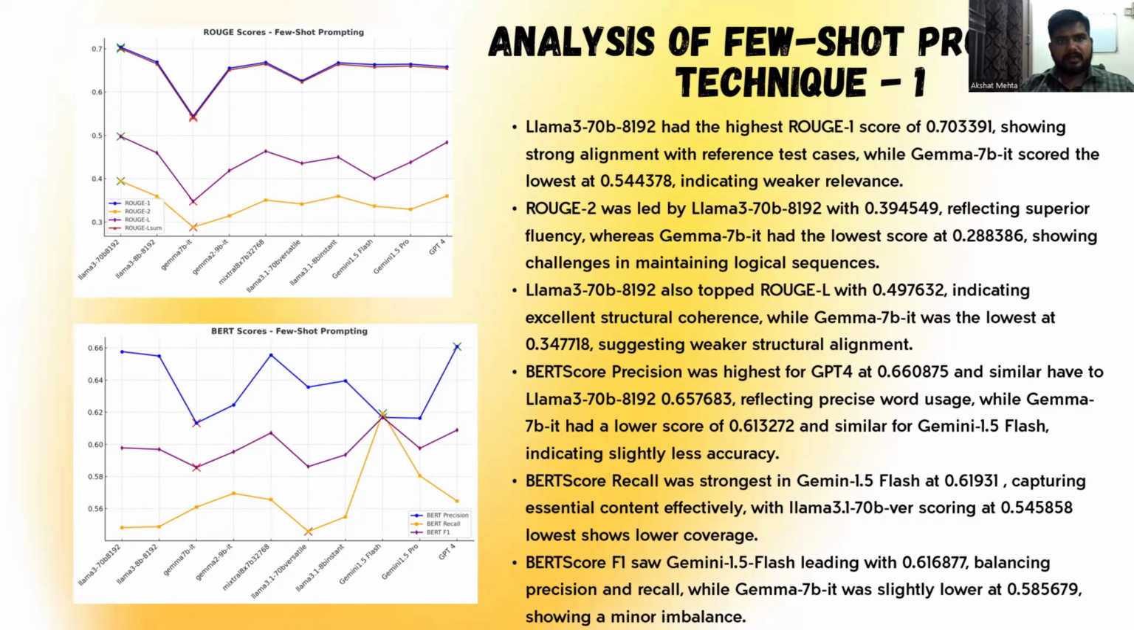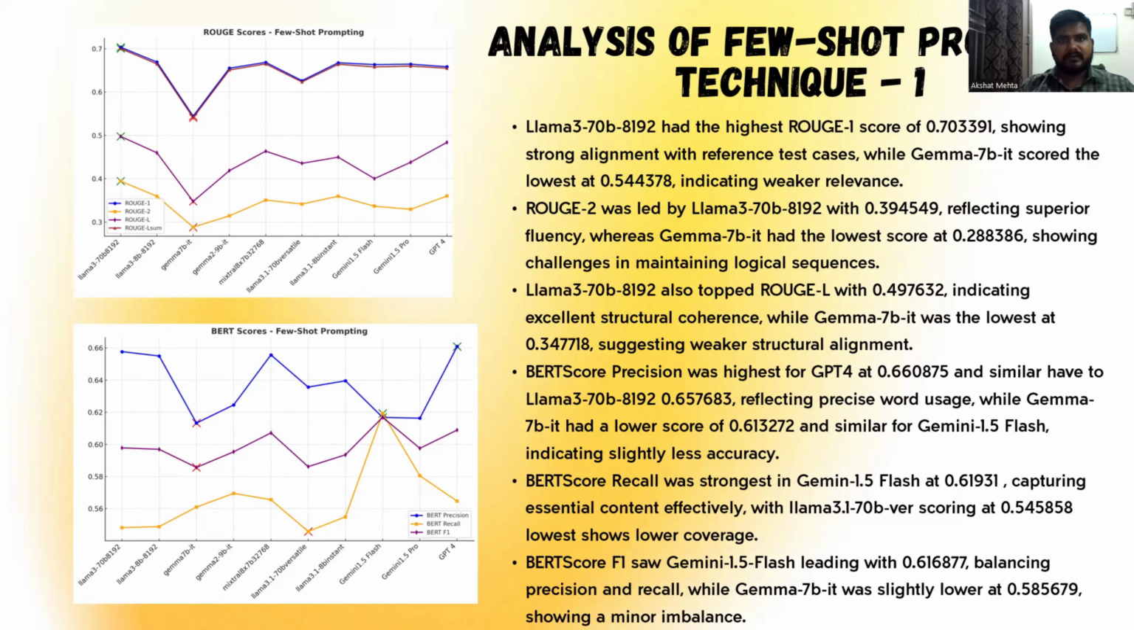structural coherence. On the other hand, Gemma 7B it again had the lowest ROUGE-1 and ROUGE-2 scores, you can see that, 0.55544378 and 0.288386, and the ROUGE-L at 0.03477, indicating challenges with relevance and maintaining structure. For BERT score, GPT-4 had the highest precision at 0.66875, closely followed by Llama 70 billion 8192 at 0.6576883, reflecting strong word usage.